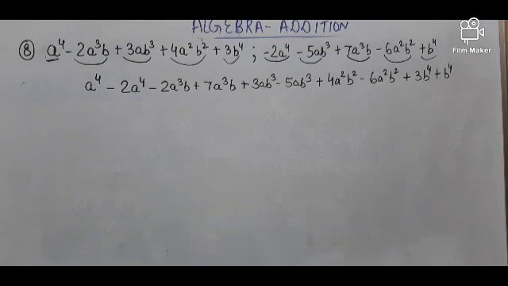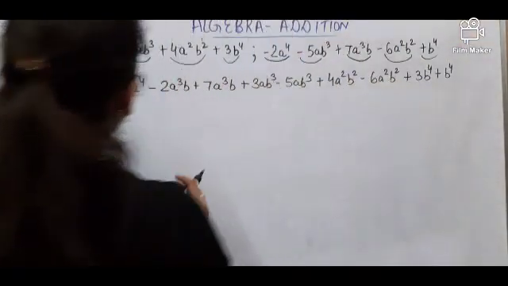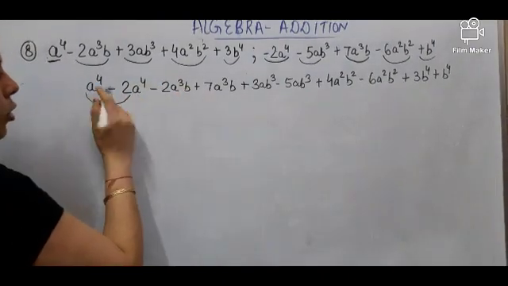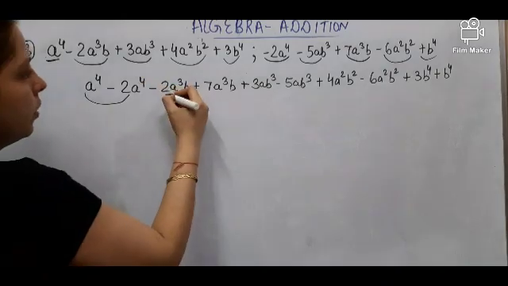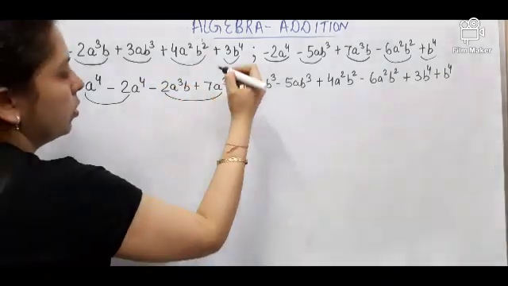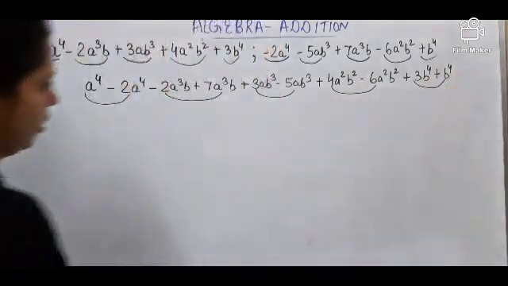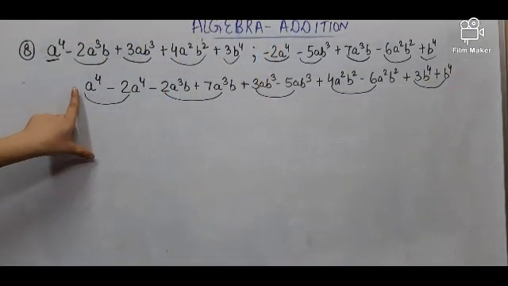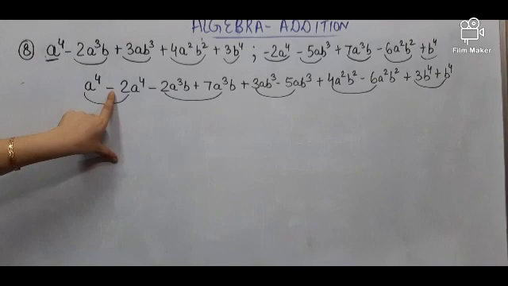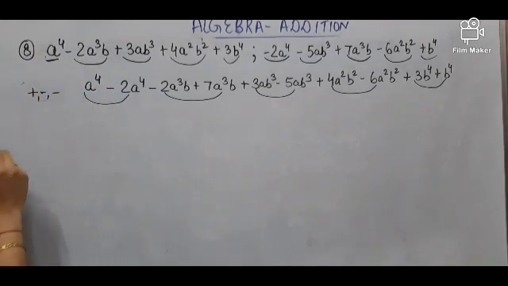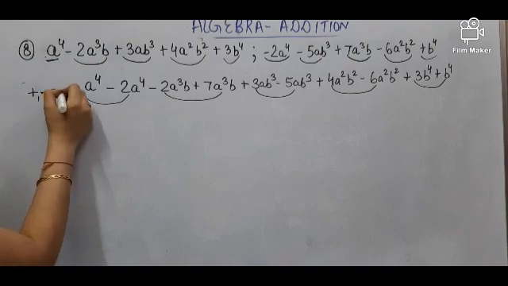Now add up all these terms. We'll first do this, make pair of this. Now one is positive and one is negative. So the result of one positive and one negative is negative.